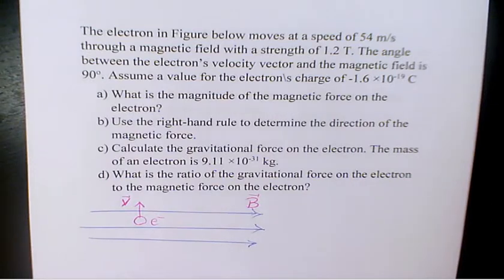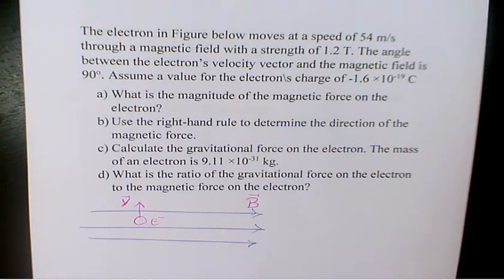An electron, in the figure below, moves at the speed of 54 meters per second through a magnetic field with a strength of 1.2 Tesla. The angle between the electron's velocity vector and the magnetic field is 90 degrees. Assume a value of the electron's charge of negative 1.6 times 10 to the power of negative 19 coulomb.